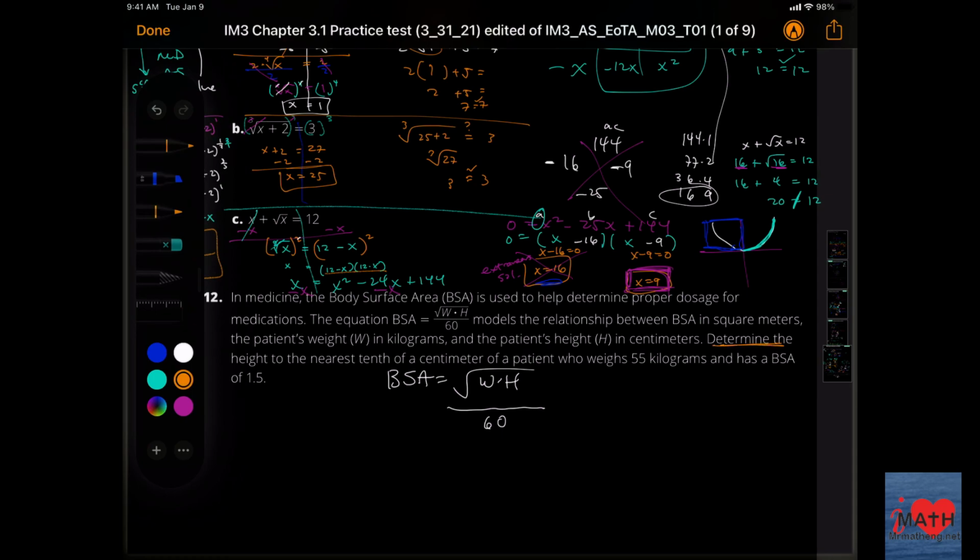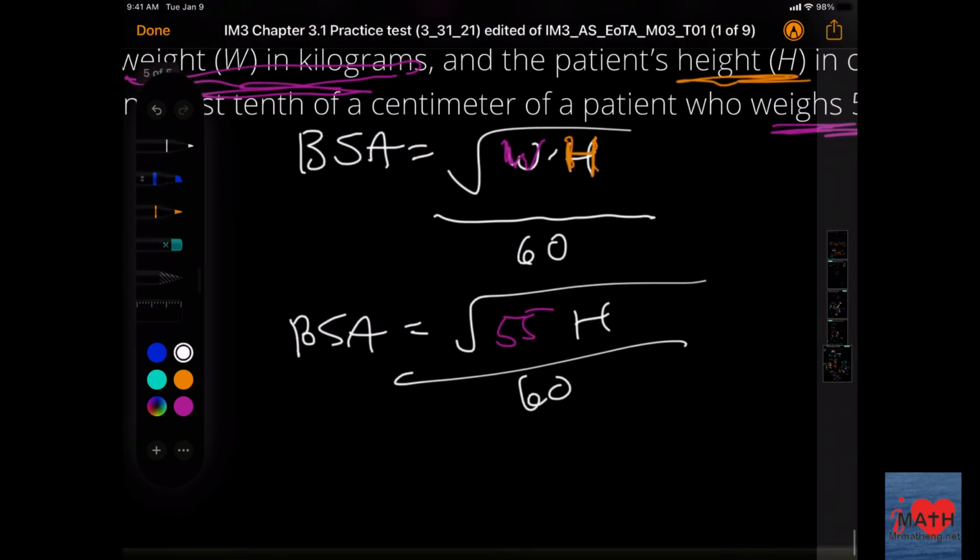Okay, determine the height. So that was here. So that's H equals. We're solving for this letter H. To the nearest tenth of a centimeter of a patient who weighs 55 kilograms. So weighs, came up here, that's W. That's what I have. So I'm going to put in 55 right there. And we're solving for that H over 60. Okay, pay attention. I said the 60 is not inside the radical sign. So the radical sign is not isolated. I'm going to multiply both sides by 60.